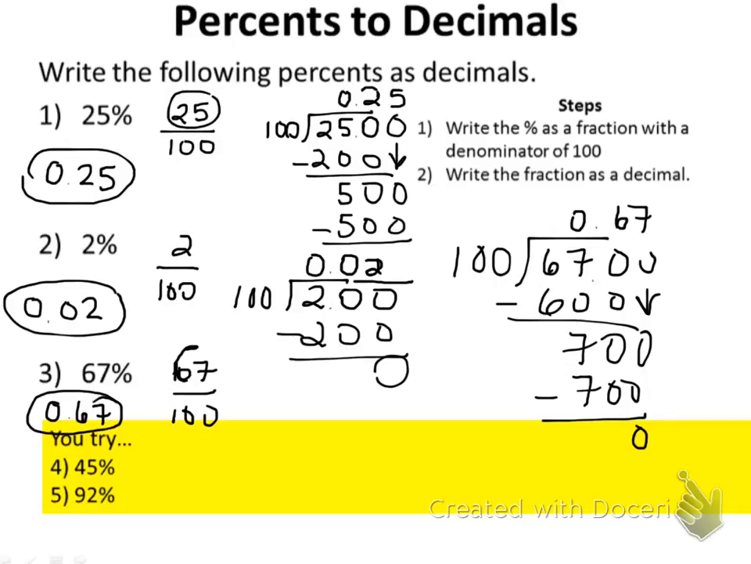Maybe you're noticing a pattern here. Hopefully you are, and if you're not, don't worry, we're going to talk about it in class tomorrow. But if you are noticing a pattern, how about you write a little note on the side of what you think the pattern is. Then try the next two on your own.